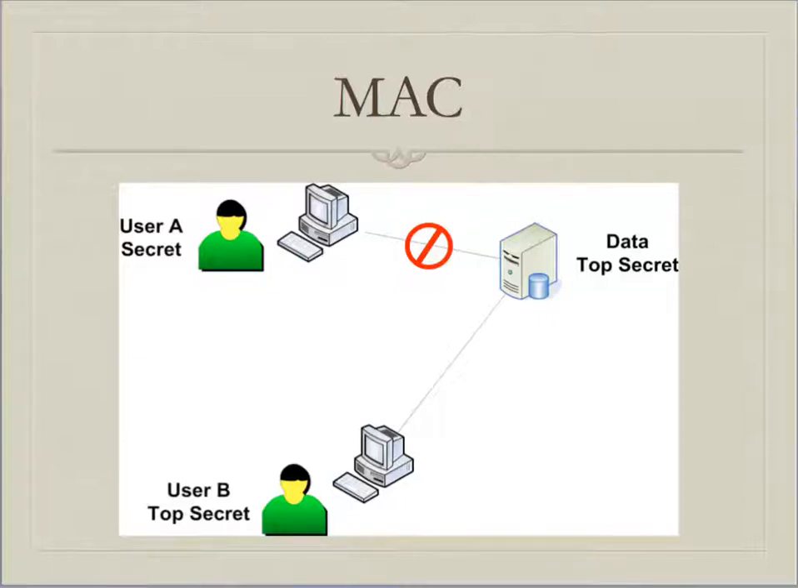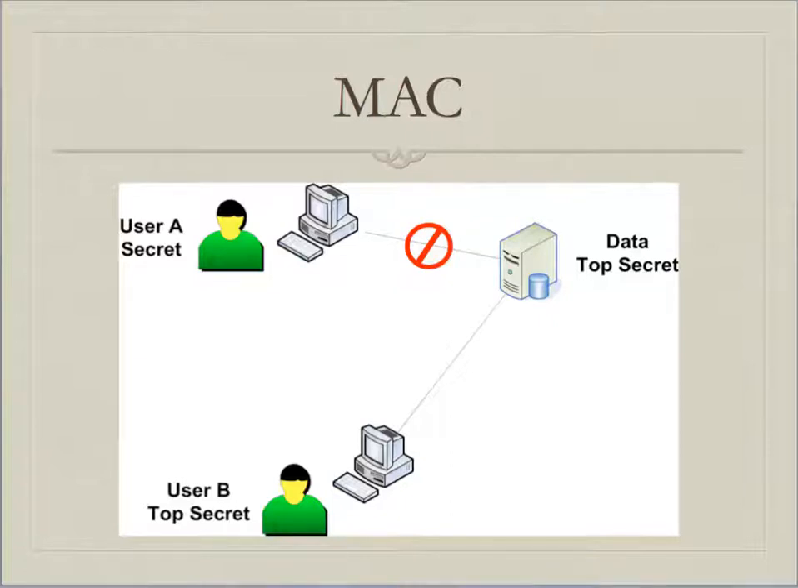So each one of those user accounts is tagged as secret or top secret. Then the data in the databases are also tagged with confidential, secret, and top secret. What has to happen is that the classification level of the user must be the same or greater as the data classification of the data, or the user can't get to it.